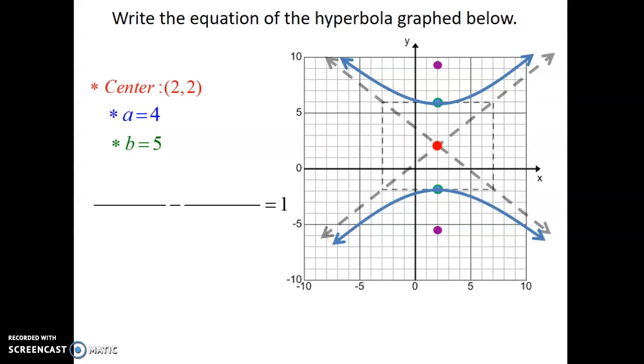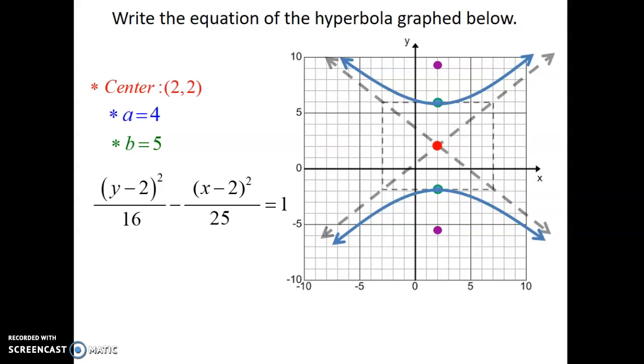So we have our fraction with a minus sign, and it's going to equal 1. We have the k value is going to be 2, so we'll put y minus 2 squared. The h value is also 2, so x minus 2 squared. If a is 4, that means a squared is 16, and b squared is going to be 25. And there's your equation.